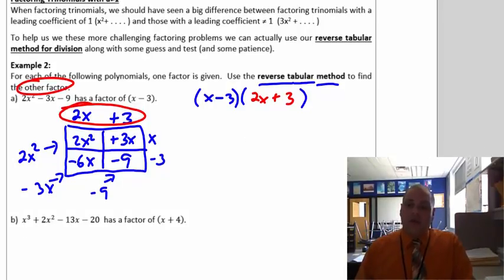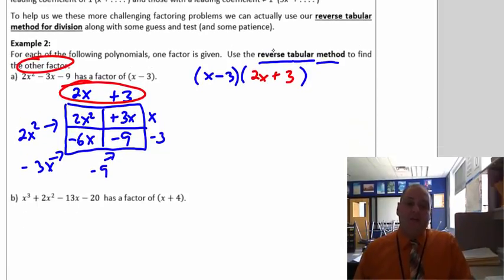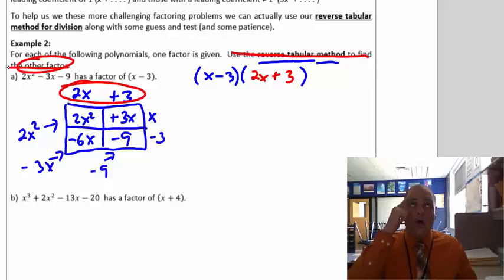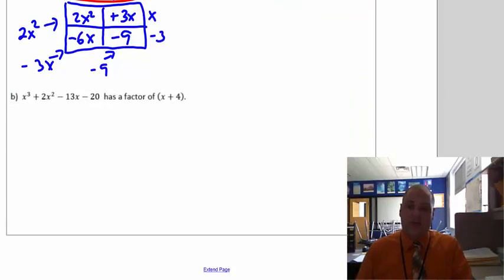Okay, so they might not tell you this. They might not tell you use the reverse tabular method, right? They might just say find the other factor. You have to know, okay, I know one factor. How do I get the other factor? Factoring is just dividing. Oh, if factoring is dividing, I could just divide. I divide the two things they give me. Okay, so that's the connection we need to be able to make.